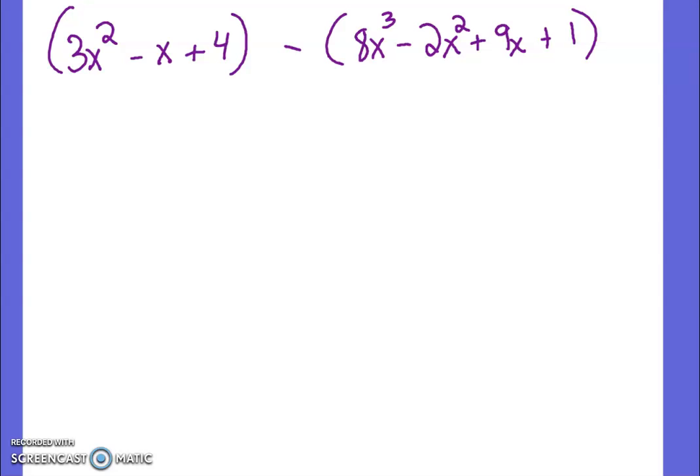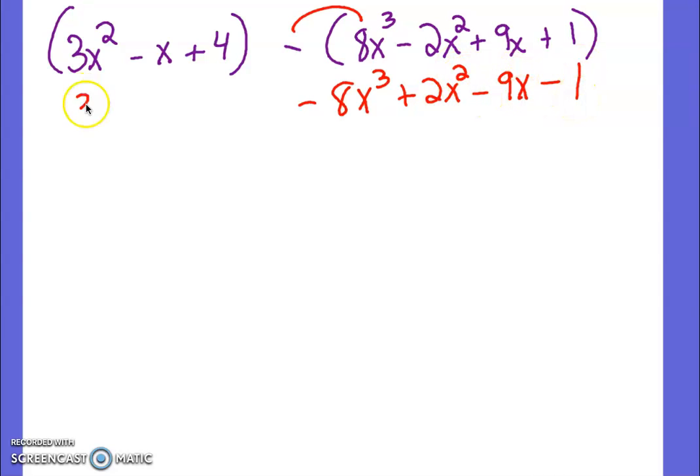So let's do one subtraction problem. The thing you've got to be careful with subtraction is you've got to make sure you use that distributive property. So that's -8x cubed plus 2x squared minus 9x minus 1. And then this one, I'm just going to bring it down. And then I finally combine like terms.